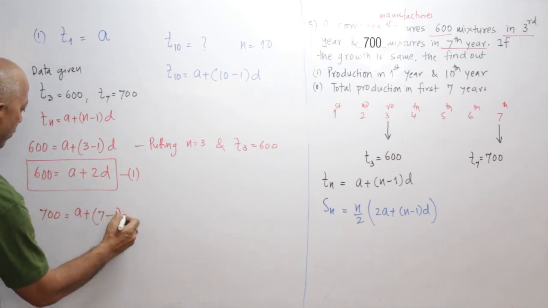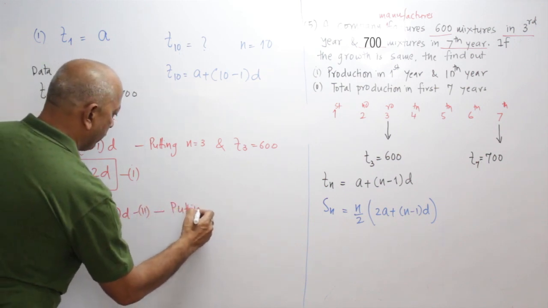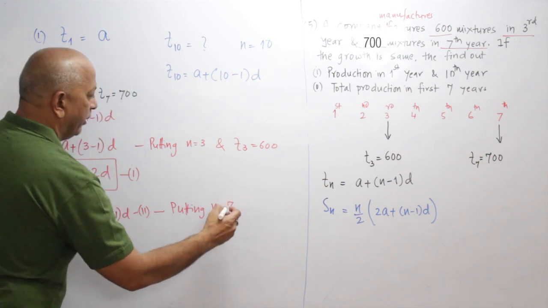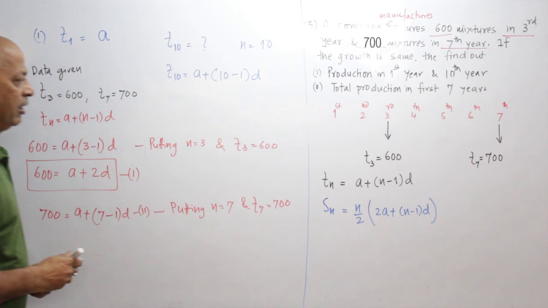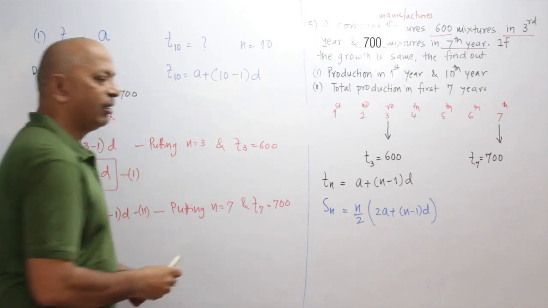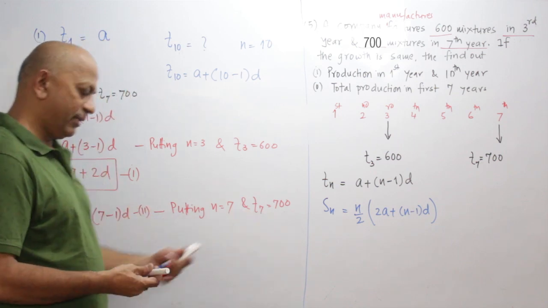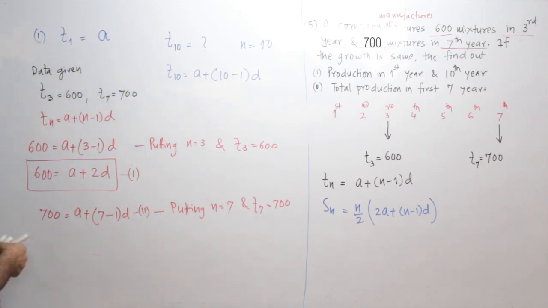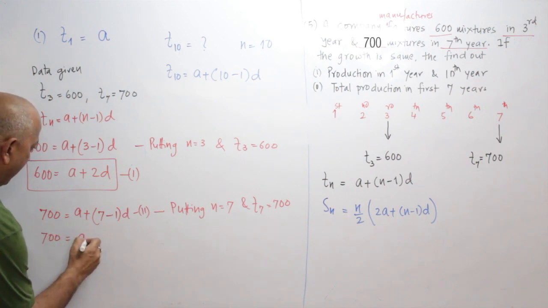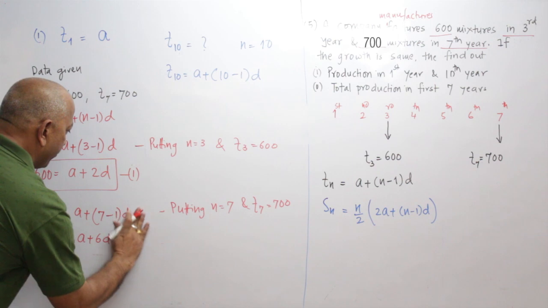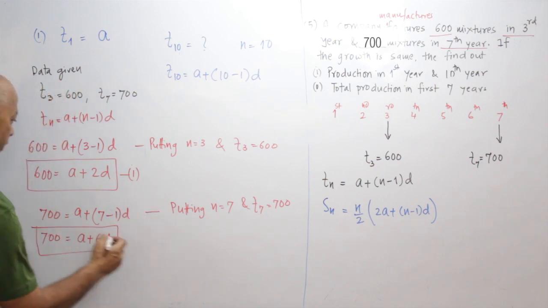7 minus 1 D. This is the second one. So here I am putting n is equal to 7 and T7 is equal to 700, because here it is given what the 7th term is: 700. So n is equal to 7 and the term is 700. So from here I can get 700 equals A plus 6D. So this is the second equation.